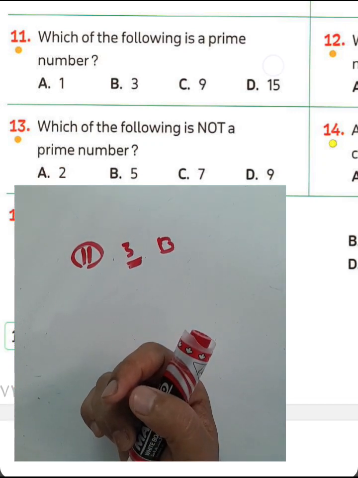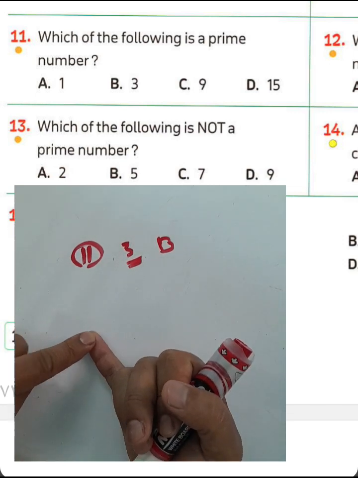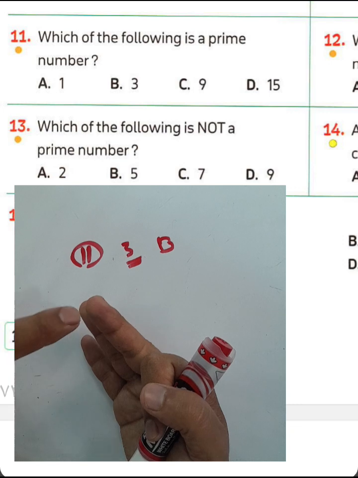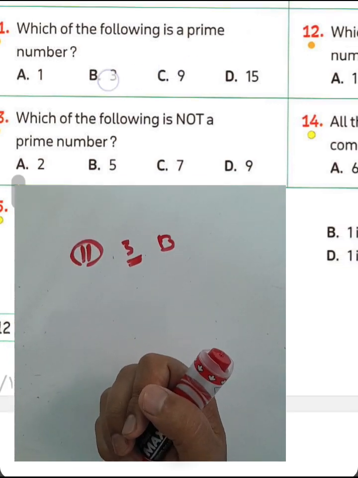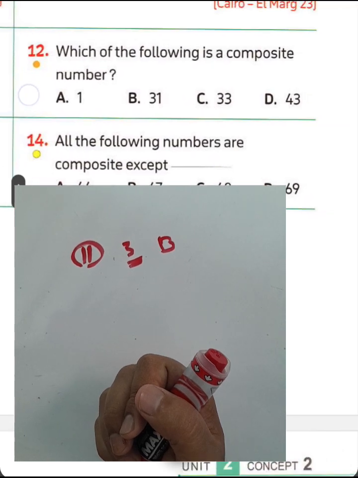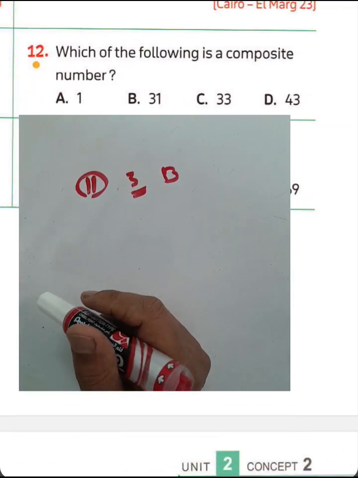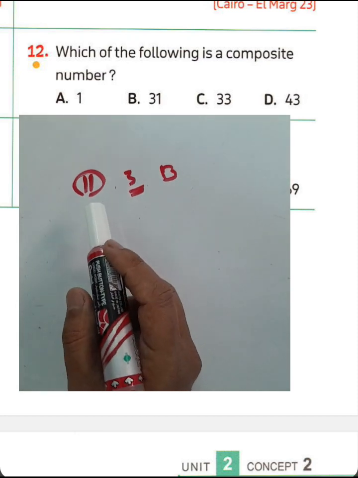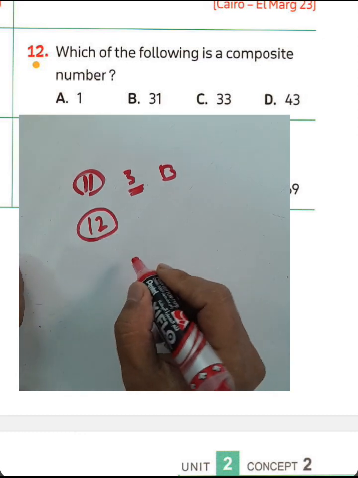15 is not a prime number, because 15 can be divided by 15, by 1, by 3, and by 5. It has 4 factors, so it's not a prime number. Question 12. Which of the following is a composite number? Composite means not prime. Which number here is not prime?